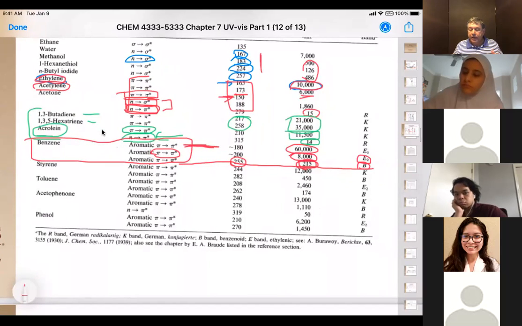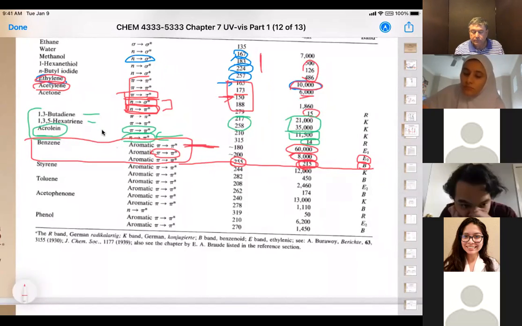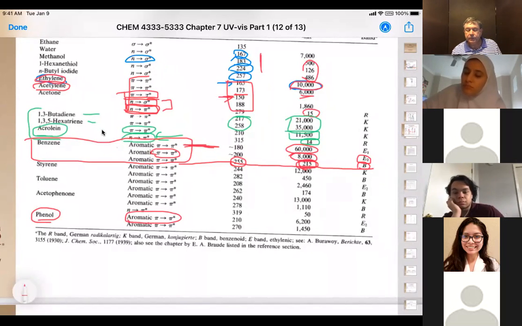Okay, so now that brings us to our E2 band and other things. For example, in the case of phenol, we have our aromatic pi to pi star transition, but the phenol has a lone pair on it, and that also gives rise to an E2 band, for those non-bonded electrons in the system. Why is that an E2? There are no non-bonded electrons here. I'll have to look that one up.